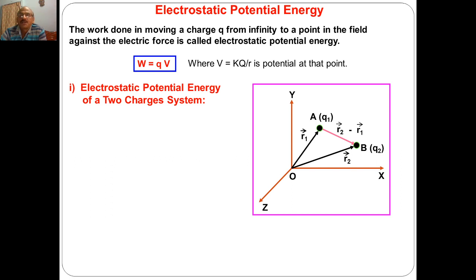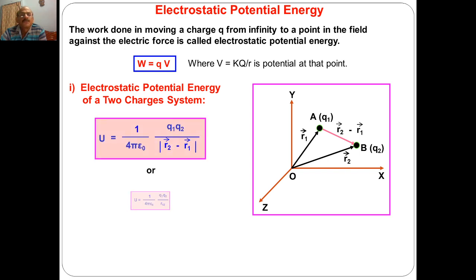So here the work done to bring charge q2 to B will be, if we see the formula, work equals q into V. At point B, the charge brought is q2 and the potential at B will be 1 by 4 pi epsilon naught q1 by r12. So potential energy will be 1 by 4 pi epsilon naught q1 q2 by r12.